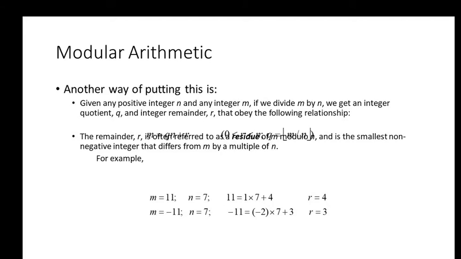For example, if m is 11 and n is 7, then 11 equals 1 times 7 plus 4, and the remainder is 4. For example, with a negative integer, m equals minus 1 and n equals 7, then minus 1 equals minus 1 times 7 plus 6... the remainder is 3.